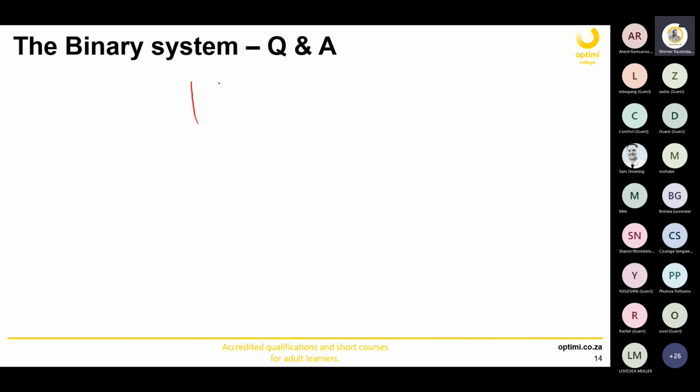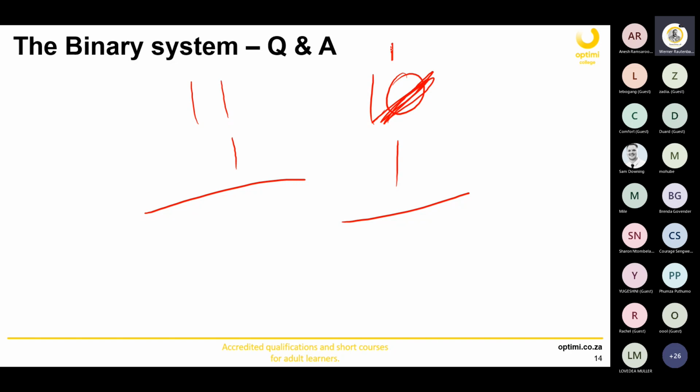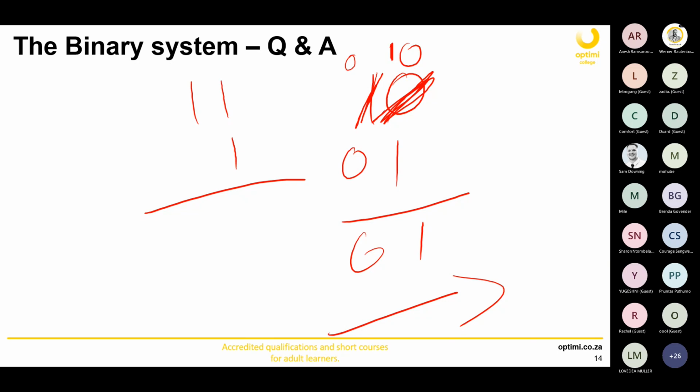Thank you for that. Let's say 10 minus 1. We cannot have a 0 minus 1, so we borrow from the 1. So 10 minus 1 is 1. 0 minus 0 is 0. So 10 minus 1 is 01. Comfort, do you understand better now? 01. Okay.